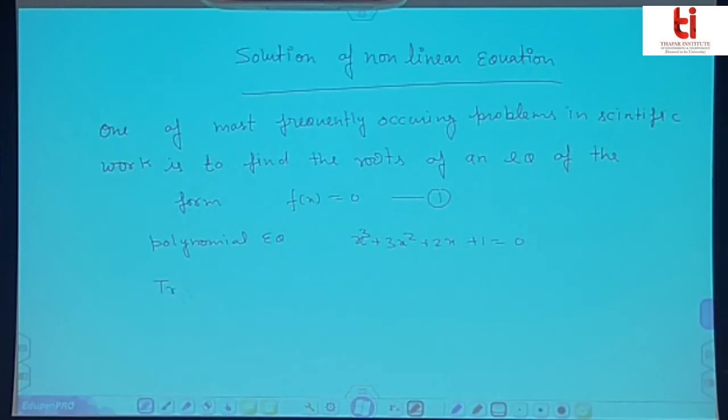And transcendental equation, that means the equation involving functions: x plus sin x equal to 0, log x plus tan x equal to 0, e raised to power x plus sin x plus x equal to 0. So the equations involving functions are called transcendental equations. The solution of the nonlinear equation means we have to find the solution of the polynomial equation or the transcendental equation. A transcendental equation may have infinitely many roots or no real roots. In that case, we do not have any simple technique to find the solutions. For that, we are going to discuss numerical solution.